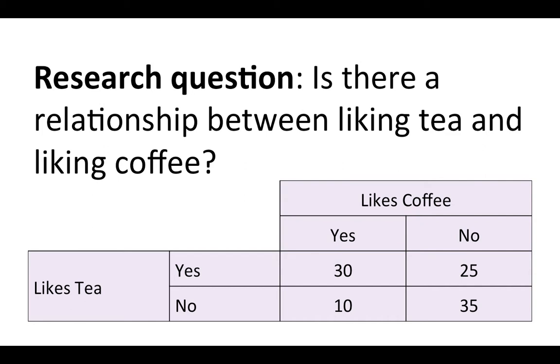We collected data from a sample of 100 adults. We asked each, do you like tea? Yes or no. And do you like coffee? Yes or no. Here, our data are presented in a 2x2 contingency table. Let's use the 5-step hypothesis testing procedure to address this research question.